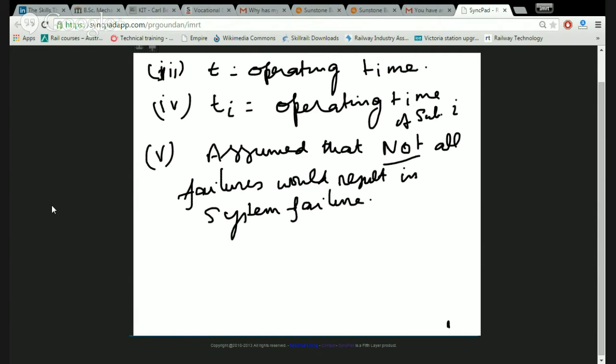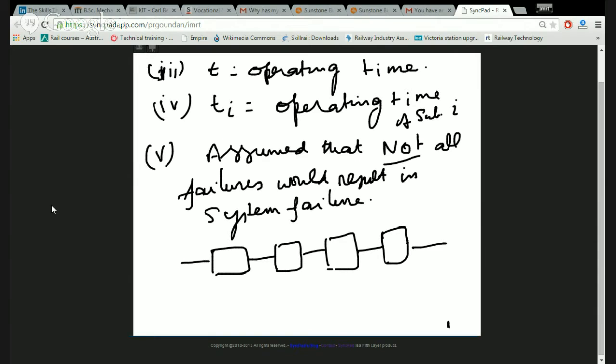Though we have put in the picture that all are in series, the first assumption says all the n subsystems are in series. You may ask, now we are assuming not all failures will result in a system failure. So these two contradict each other. If one of them fails here, the system will fail. This is a subsystem ni. We assumed in series, but here the assumption is that not all failures will result in system failure. Can you think of an example?